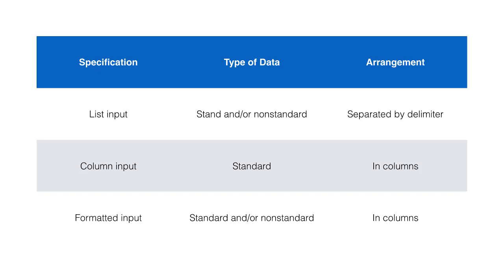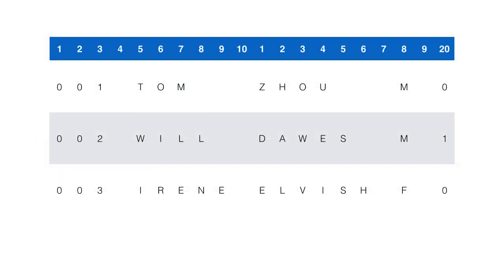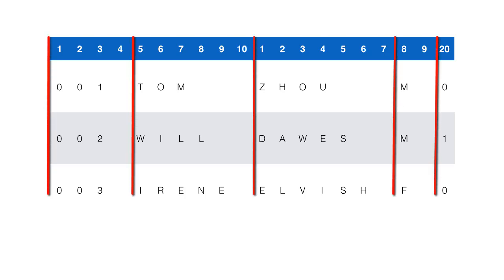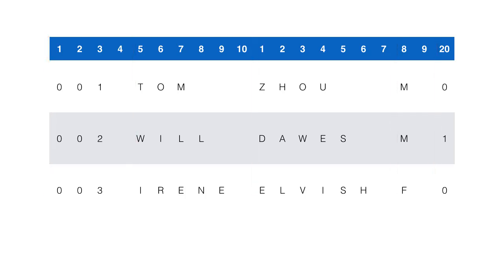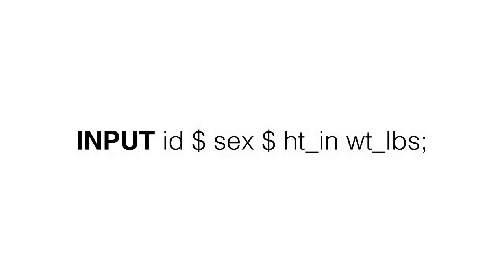Formatted input is standard or non-standard data arranged in columns. This is an example of raw data arranged in columns. Notice that now there is no consistency in the number of spaces between values, but the values for each variable all start in the same column. Here's the input statement again.